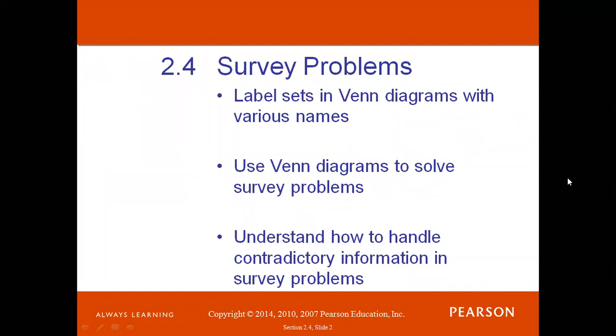In 2.4, we're going to understand survey problems. We want to label sets in Venn diagrams with various names. We want to use Venn diagrams to solve survey problems. We want to understand how to handle contradictory information in survey problems.